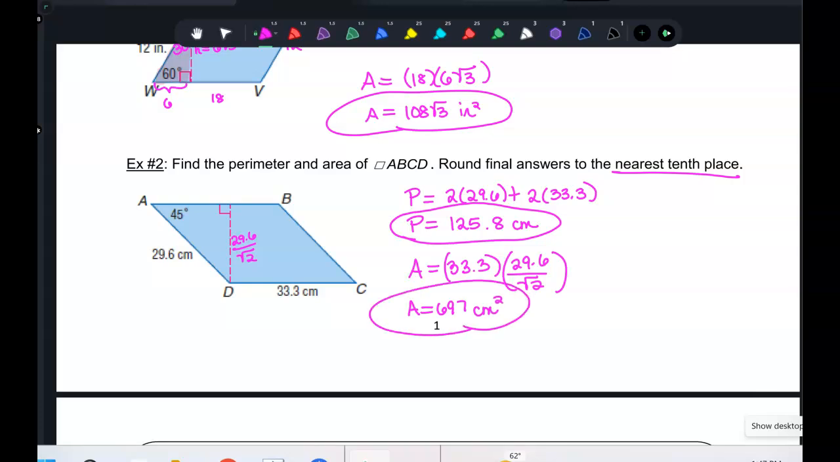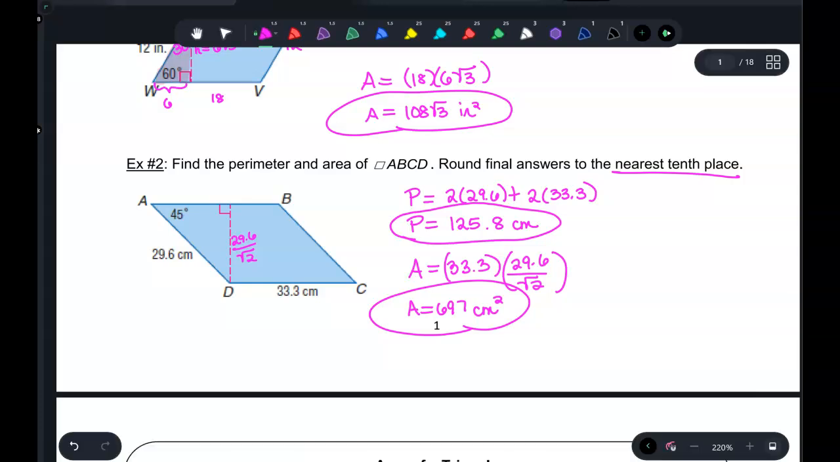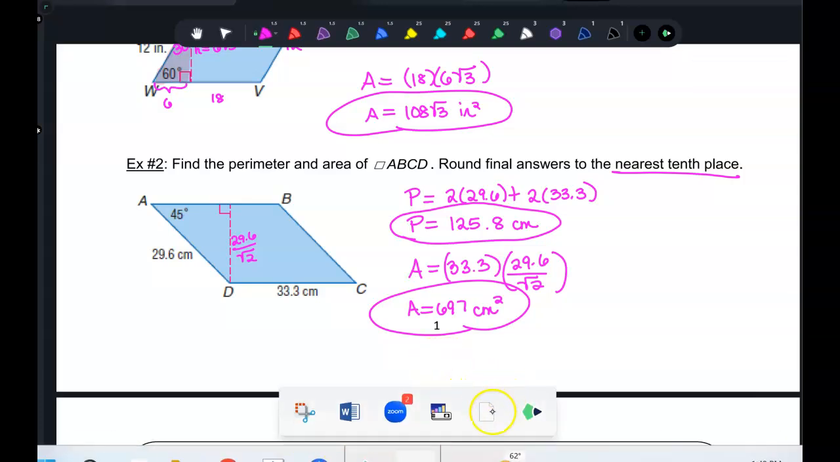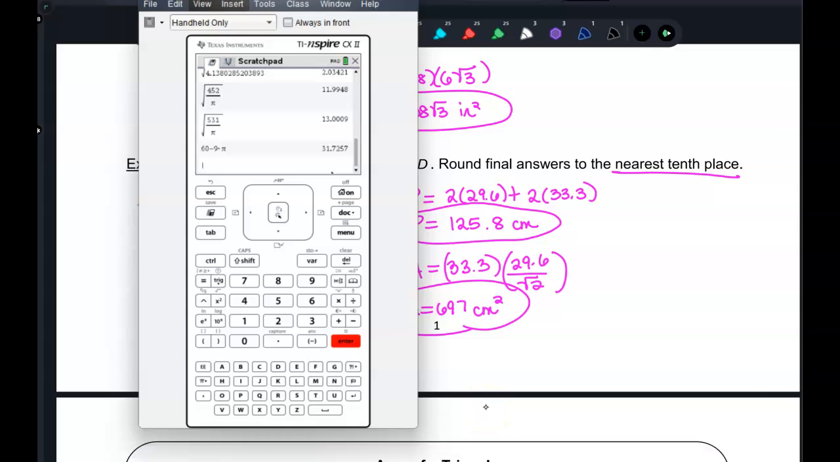Wait, you just plug that all in? Yeah, you can plug it in. One of the things I want you to be careful with is not rounding until your answer is done. So if I do 29.6 divided by root 2, I would take that answer times 33.3, because I don't want to round here. I'm really going to focus on this in this chapter and the next chapter. Don't round this answer. Use this exact answer to move forward to the next part.